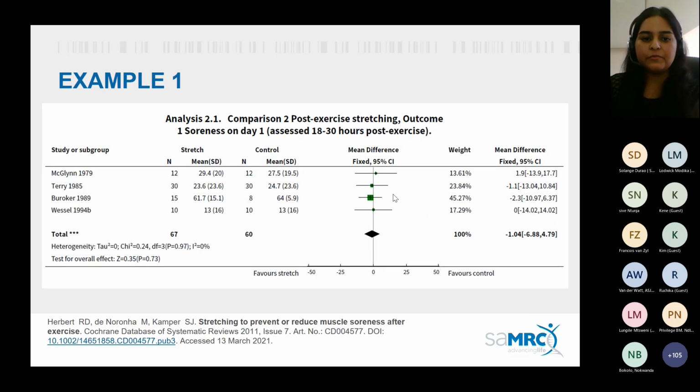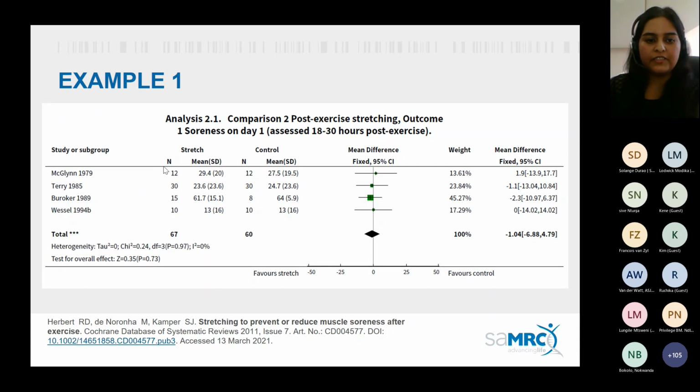So we have some examples that we can look at on interpreting the forest plot and looking at heterogeneity. Here we have a forest plot from looking at stretching to prevent or reduce muscle soreness after exercise. Our comparison is post-exercise stretching, and the outcome is soreness on day 1. Like we saw before, each row represents each of the studies included in our meta-analysis. We have 4 studies included in this analysis.